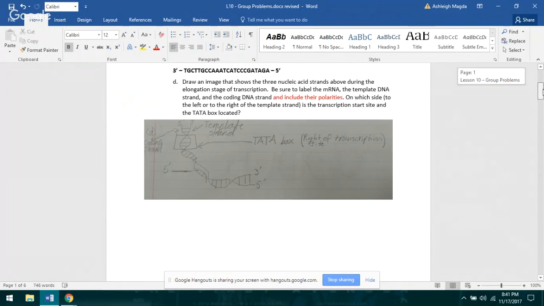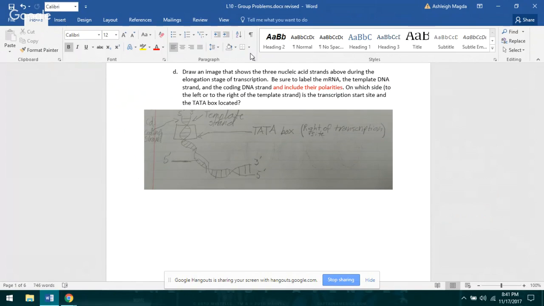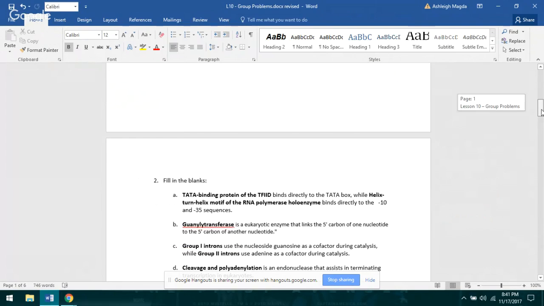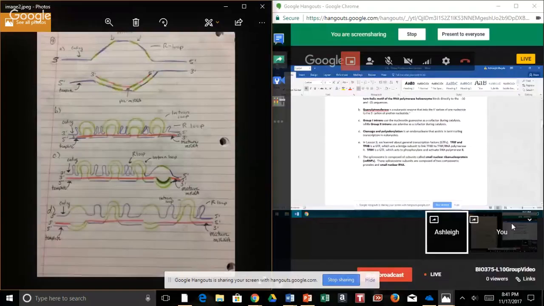Now, hopefully you can see my little picture. So I drew out what it's asking. Draw the image that shows the 3 nucleic acid strands above during the elongation stage of transcription. And so we have the TATA box right here. The template strand is the 3' end strand. And the coding strand is the 5' end. And then we have the 5' attaching here, elongation. That's pretty much it. All right.